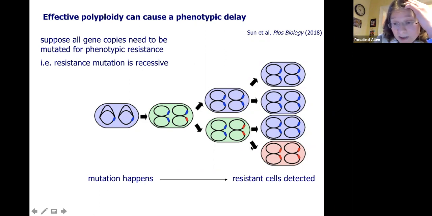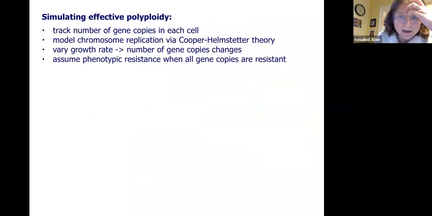And of course, the lag will be longer the larger the polyploidy. So if the cell's growing very fast and it's got even more than 4 copies, then there'll be an even longer lag in generations. So how do we simulate that in our study?